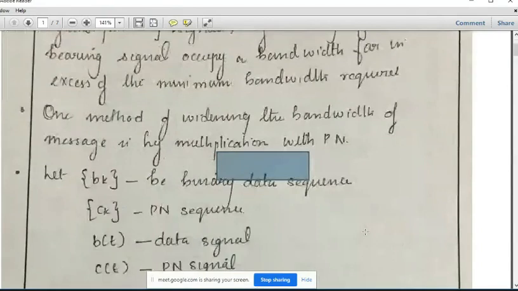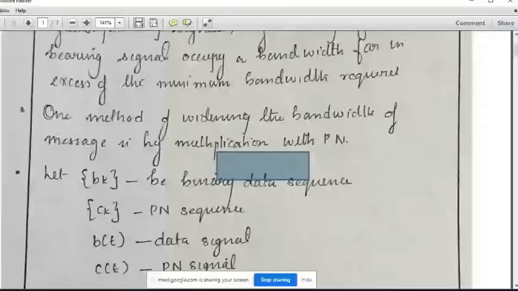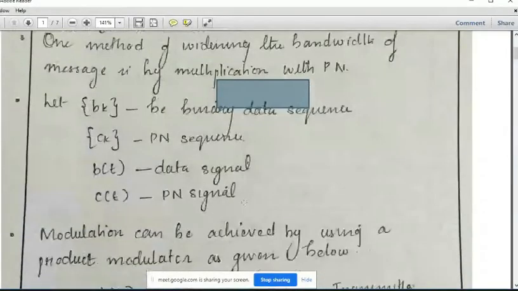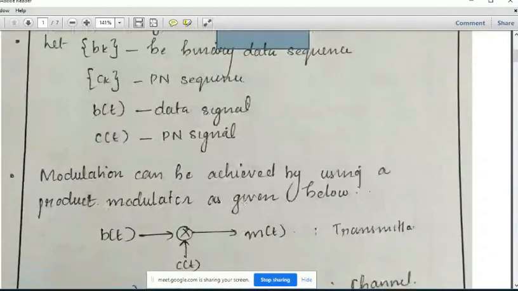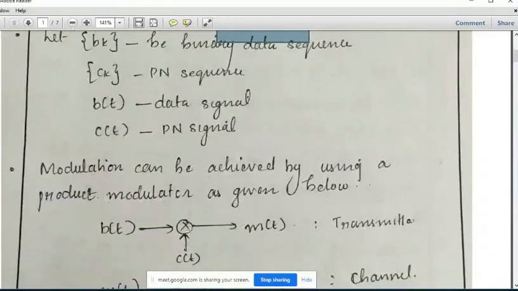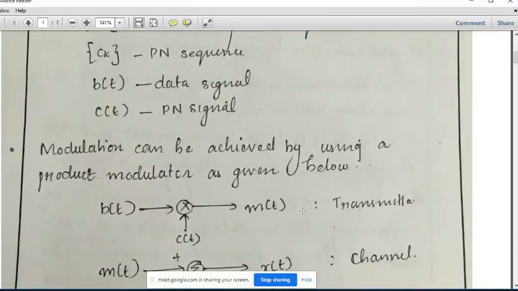So we are assuming that let b_k be the binary data sequence and c_k be the data signal corresponding to the binary data sequence, and c(t) be the PN signal corresponding to the PN sequence. Now the modulation is achieved by using a product modulator as shown in the figure below. That is, this b(t) is given to a product modulator which is also supplied by c(t), which is a PN signal, and at the output of the product modulator we get our m(t). This shows the transmitter side.